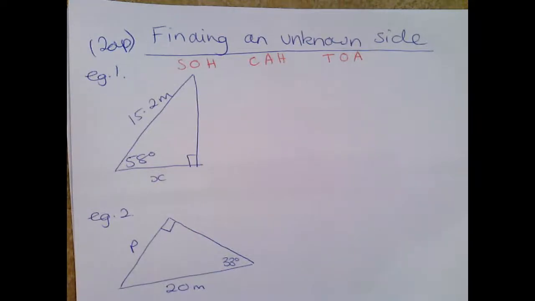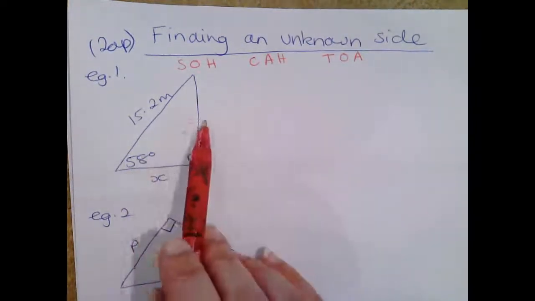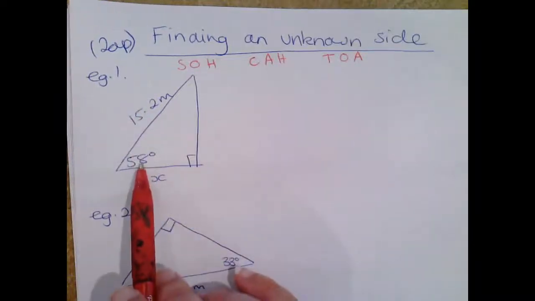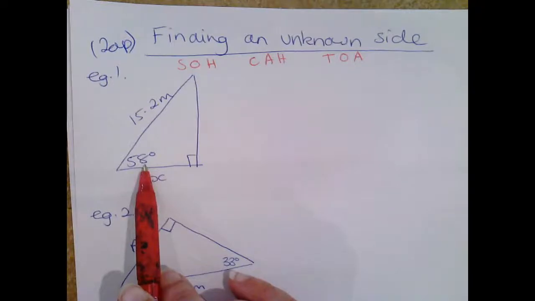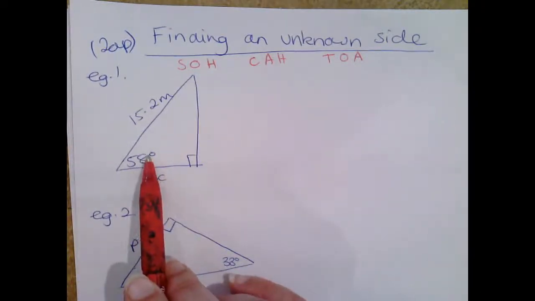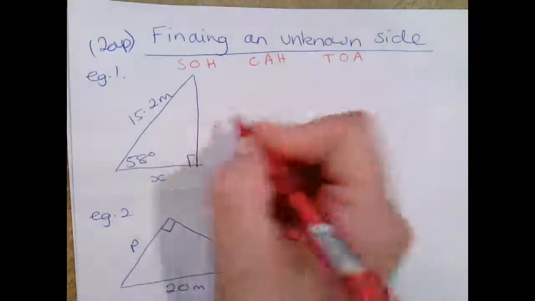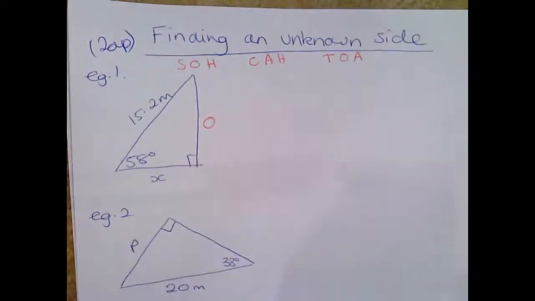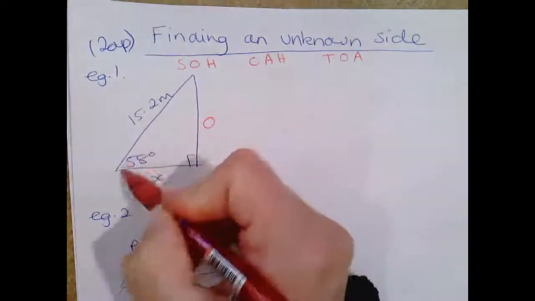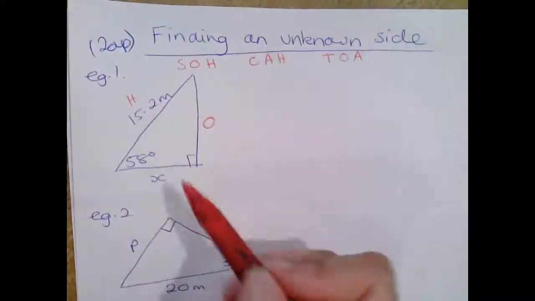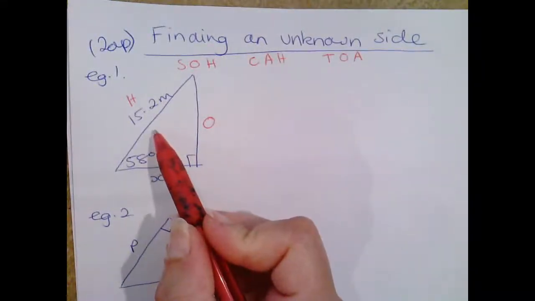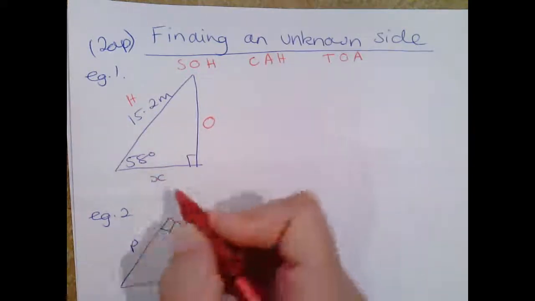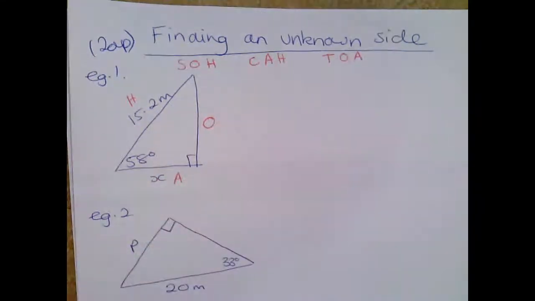So we've got a right angle triangle here. We're going to label each of the three sides with either O, A, or H. So you can see we've got 58 degrees here. The one that is opposite that angle, we're going to label with O. This one is the hypotenuse. So the side that is opposite that right angle is always going to be the hypotenuse. And the one that's left over is your adjacent side.